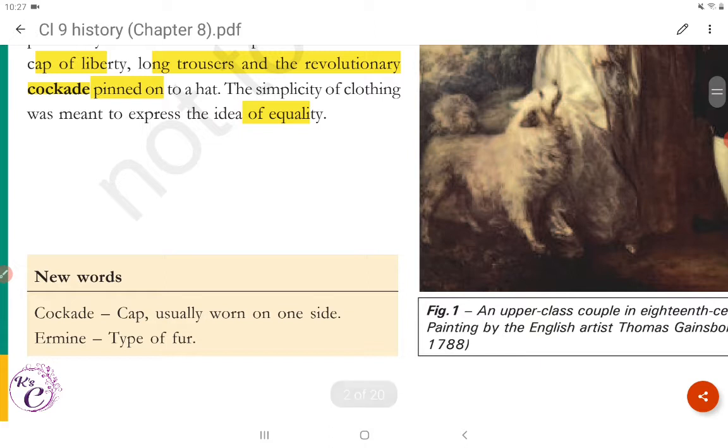New word, cockade. It's a cape usually worn on one side. Then ermine. It would be a type of fur.